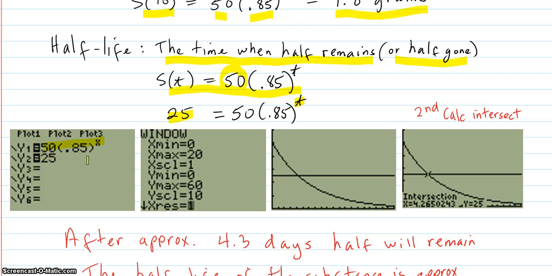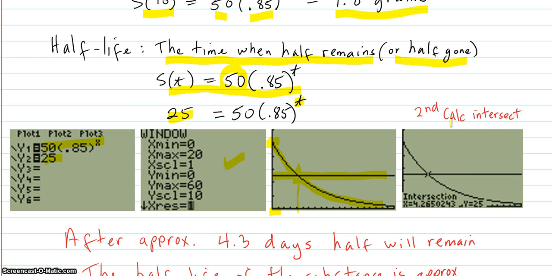50 times 0.85 to the x, and put 25 in y2. Fool around with the window. The y value has to be at least 50 because it starts with 50. So here's your 25 line. Here's the original function, decaying. When does it hit here? The halfway point. You can see that's the halfway point right there, because here's where you start and here's nothing. So halfway in between that is this, and that goes down here.